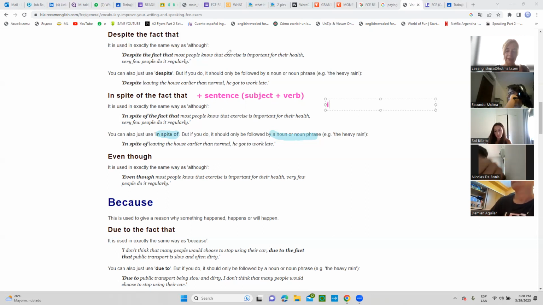We're going to have in spite of plus noun: in spite of the rain, we went to the beach. Or in spite of plus gerund: in spite of going to sleep late last night, this morning I woke up early. Okay, in spite of going, gerund. All right. Now, one thing that you have to remember, because this is a common mistake with students.